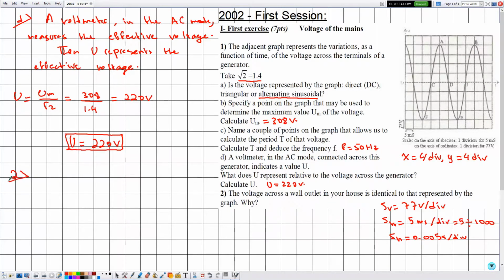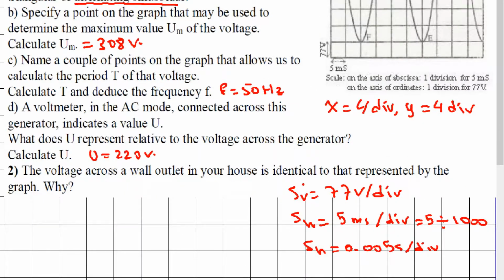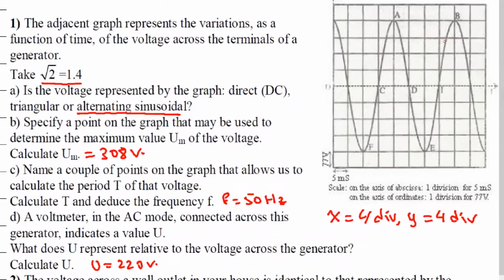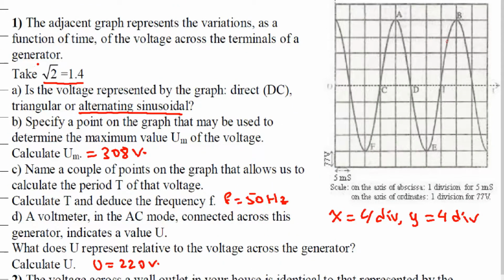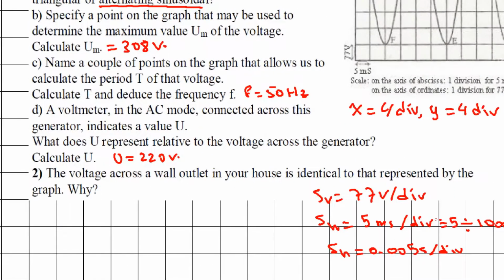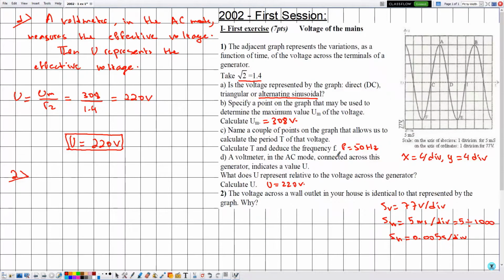Now finally, number 2. The voltage across a wall outlet in your house is identical to that represented by the graph. Now, because we have determined the properties of the voltage delivered through this generator, represented by the graph: it is alternating sinusoidal, the frequency is 50 hertz, and the effective voltage is 220 volts. Knowing that the wall outlet delivers a voltage having the same properties, for this reason both voltages are identical.